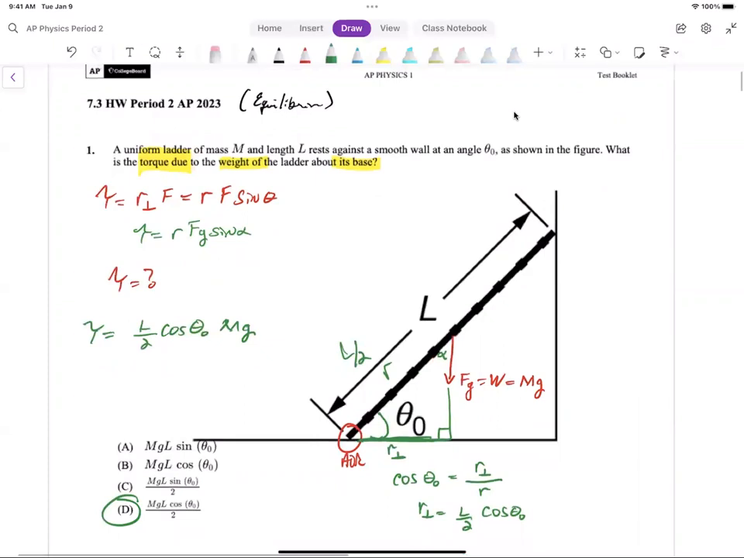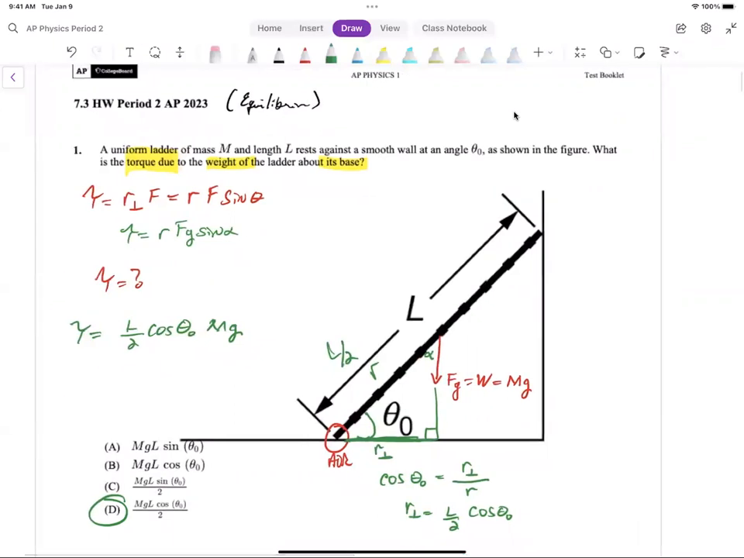Number one, a uniform ladder of mass M and length L rests against a smooth wall, so no friction over here, at some angle theta naught, as shown in the figure. What is the torque due to the weight of the ladder about its base?